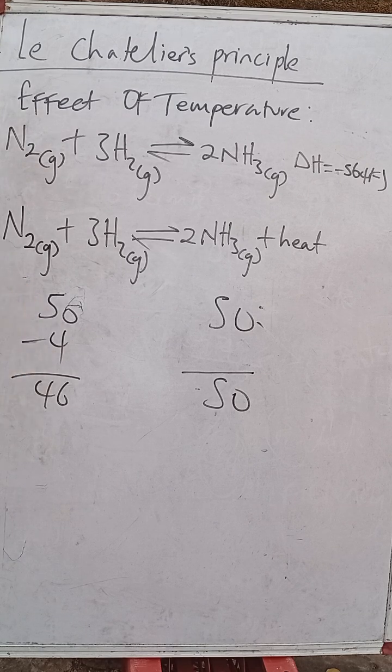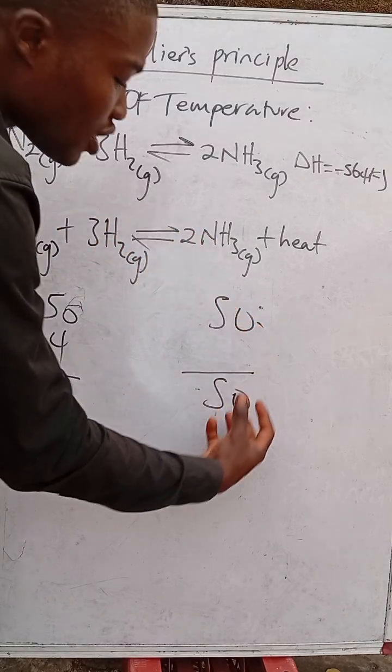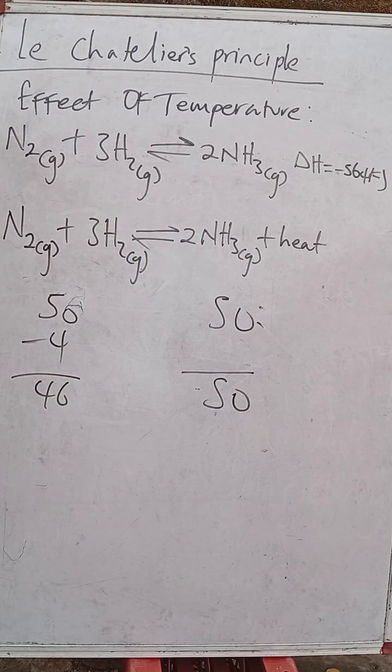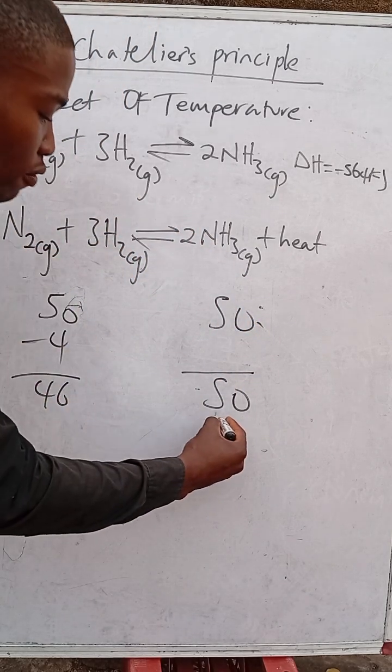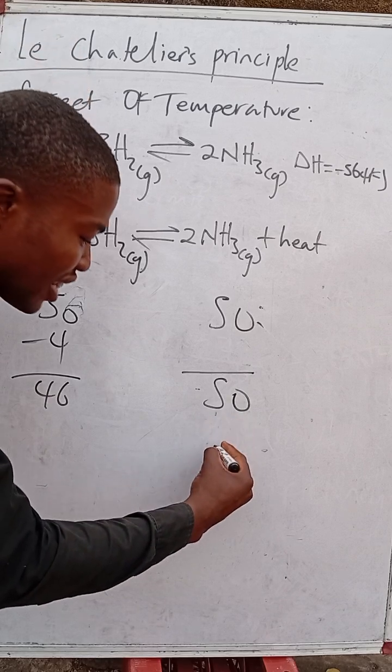So how do we come back to equilibrium? We come back to equilibrium by the formation of more reactants. How? It is now obvious that products are more than reactants, so we have to come back to equilibrium. How do we come back to equilibrium? So these ones we have to now decrease.